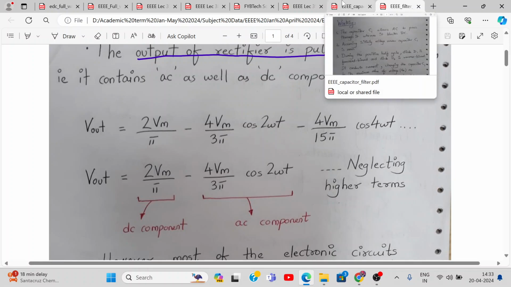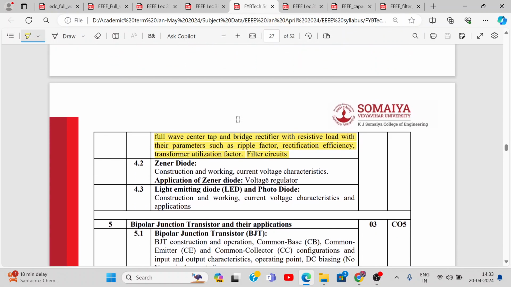So this I will also share with you. Now in your syllabus we have Zener diode: construction, working, IV characteristics and voltage regulator. Do you want me to cover this now or later? So, agree.